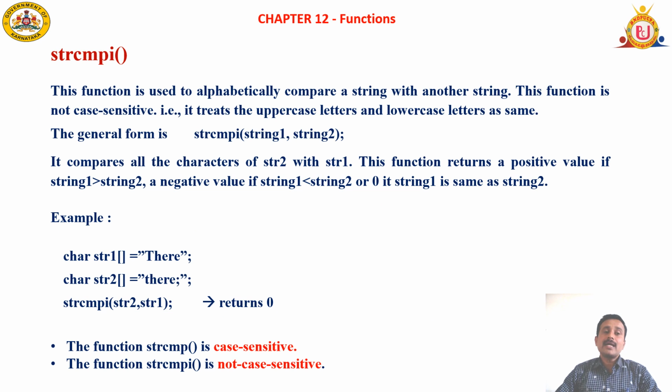Next, strcmpi. This particular function compares the two strings by ignoring the case difference. So it won't consider the case difference at all, even if it is in uppercase or lowercase. See in this example, str1 and str2, but here this is uppercase T, this is lowercase t. Though there is a case difference, by comparing these two strings it returns 0. If it is in any case, it compares the strings, so it gives the result as 0.